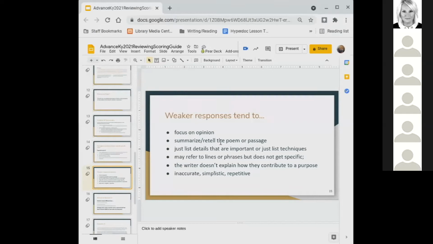So when you start moving more into the 2 and you're trying to make that jump to the 3, these lower 3 bullets are kind of where I think things come into play.